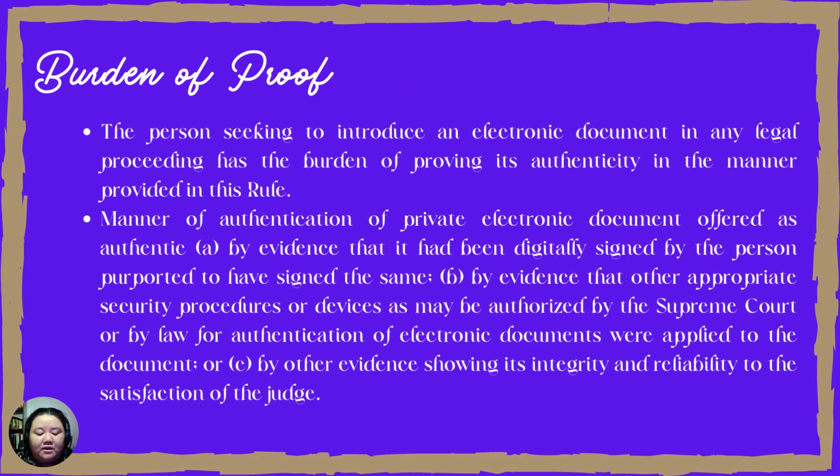Burden of proof: the person seeking to introduce an electronic document in any legal proceeding has the burden of proving its authenticity in the manner provided in this rule. Manner of authentication: a private electronic document is offered as authentic by evidence that it had been digitally signed by the person purported to have signed the same, by evidence that other appropriate security procedures or devices authorized by the Supreme Court or by law for authentication of electronic documents were applied to the document, or by other evidence showing its integrity and reliability to the satisfaction of the judge.